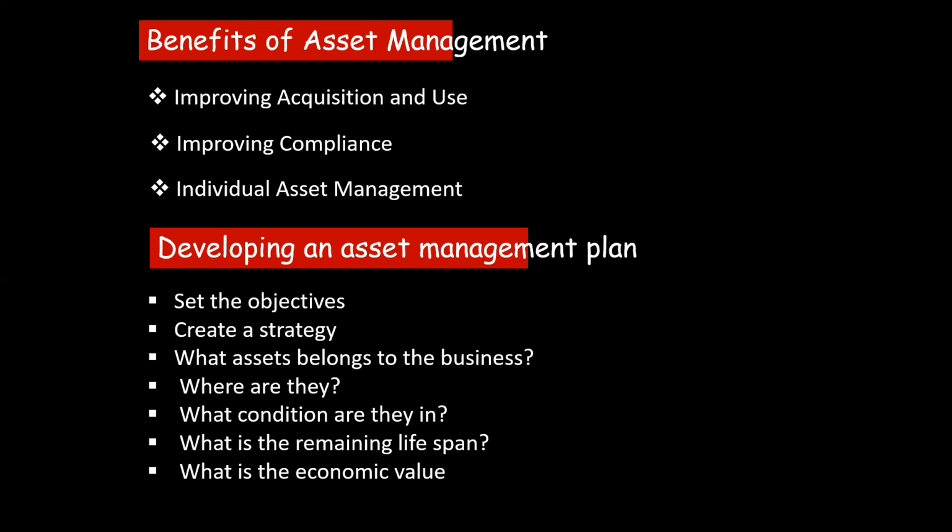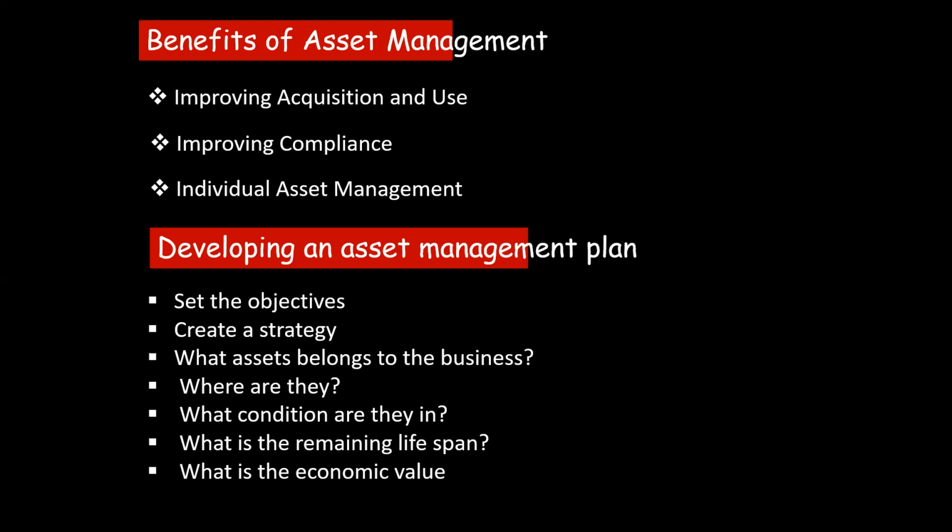The next thing that we are going to talk about is developing an asset management plan. Developing an asset management plan and having asset management software to support this is instrumental in achieving the asset management objectives. But where do you start? There are four steps to developing an effective asset management plan. These steps include: set the objectives, create a strategy, manage risk, and the last one is monitor and review.